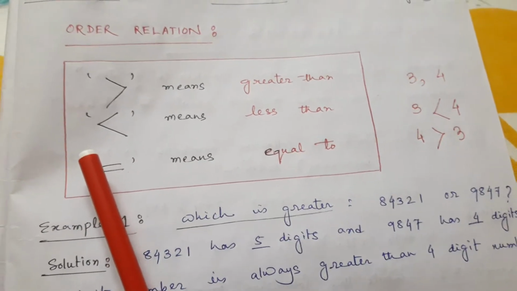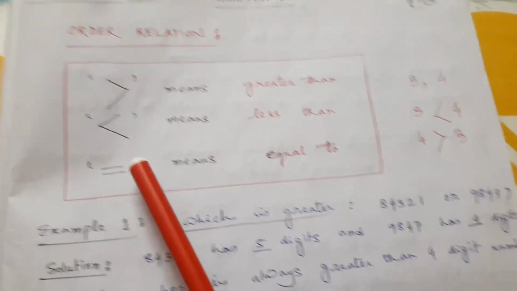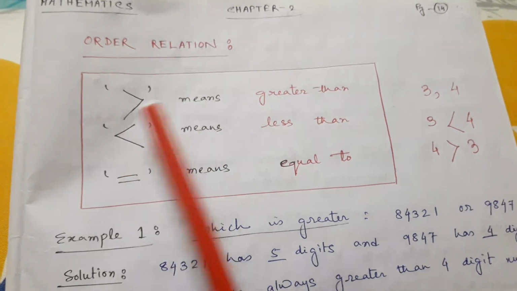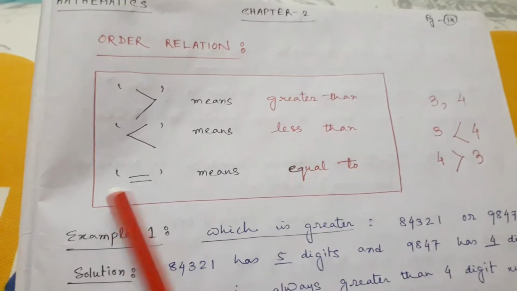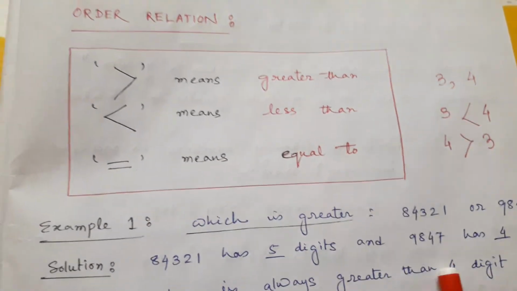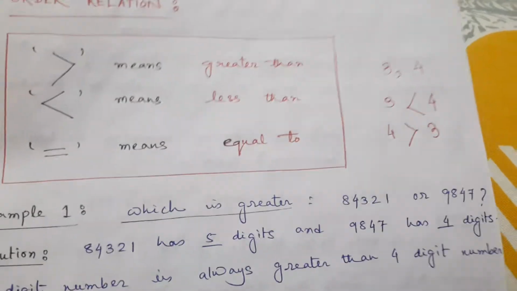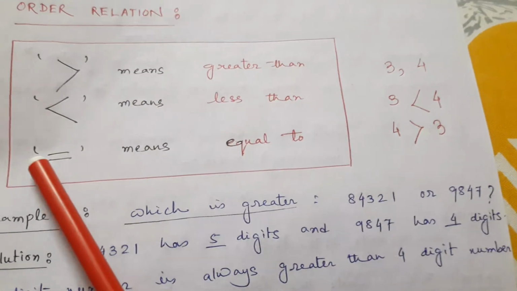So if you have more than one number, then by these three signs you can represent the relation between those numbers. Okay, so the first sign means greater than, this sign means less than, and you already know this is known as equal to. So suppose you have the numbers 3 and 4, so you can represent those numbers by these three signs.